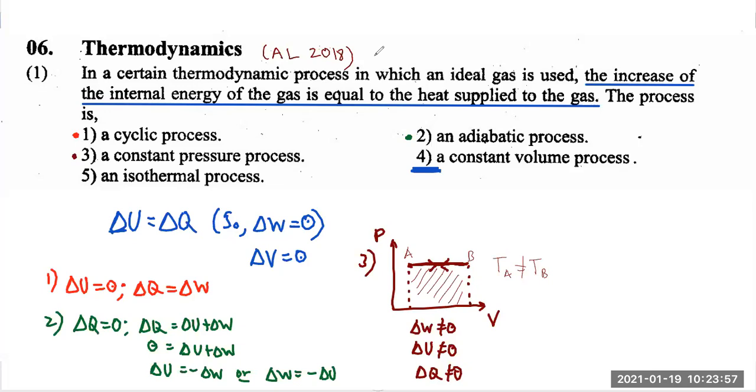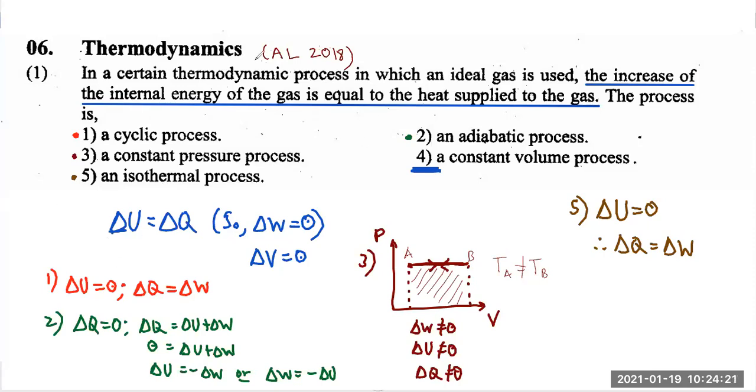Finally, there is one more process, the isothermal process, the fifth one. During an isothermal process, delta U is equal to zero, constant temperature. Therefore, delta Q is going to be equal to delta W. It's not similar to the first one. Remember, a cyclic process and an isothermal process are not the same.